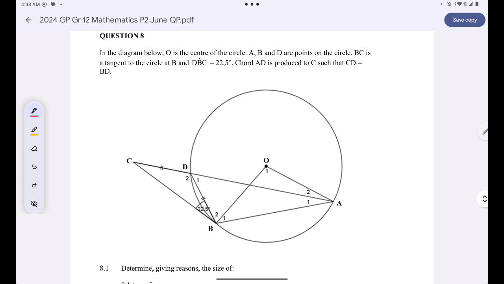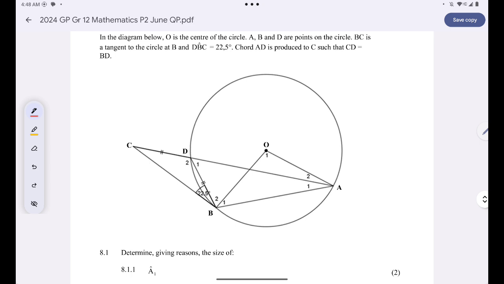Immediately, guys, whenever they tell us about the center, I need to focus on two theorems together. The first one says a line drawn from the center to the midpoint of a chord is perpendicular to the chord, and its converse says a line drawn from the center perpendicular to the chord bisects the chord. And then the second theorem is the one that says the angle at center is 2 times the one at circumference. Are you together?